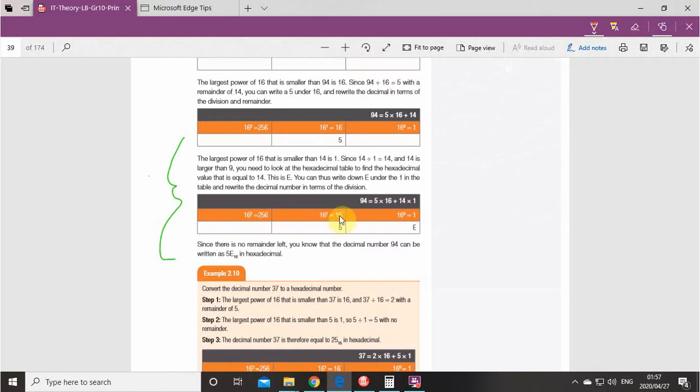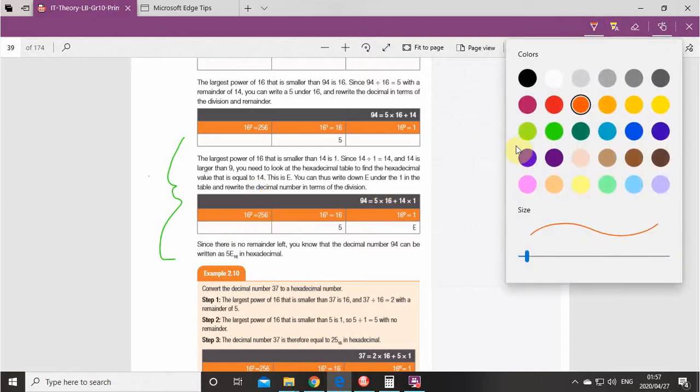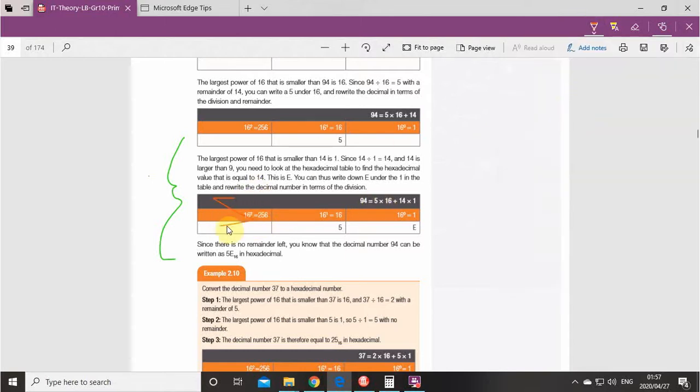16 to the power of 1 equals 16. Is 16 greater than 94? No, it is not. Then we go to the next step. 16 to the power of 2 equals 256. Is that greater than 94? Yes, it is. So we're just gonna scratch this one out and we will be working with the last one. That is 16 to the power of 1 equals 16.